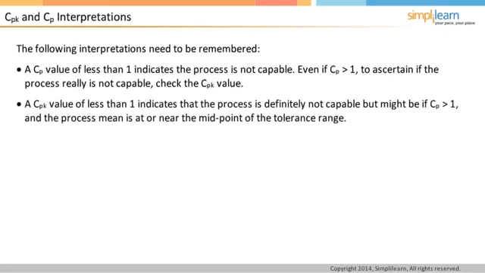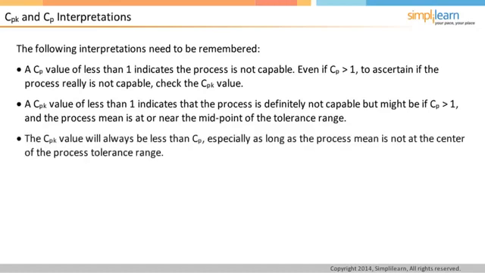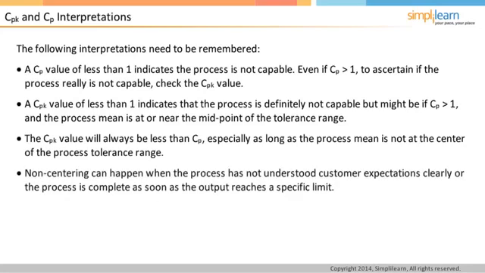The CPK value will always be less than CP, as long as the process mean is not at the center of the process tolerance range. Non-centering can happen when the process has not understood the customer expectations clearly, or the process is complete as soon as the output reaches a specific limit.